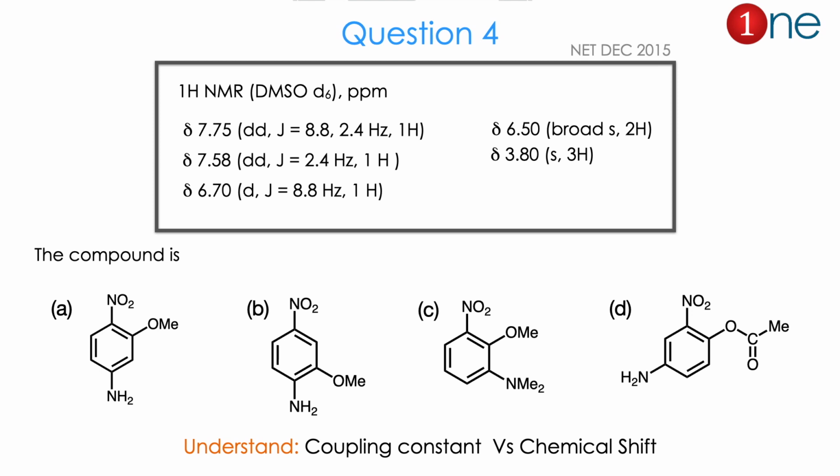Then question number 4. They gave the proton NMR values in DMSO-d6 solvent, in ppm. Here they gave 5 values: 7.75 as a doublet of doublet with 2 coupling values, 8.8 Hz and 2.4 Hz, of one proton. Similarly 7.58 is a doublet, 2.4 Hz, with one proton, and 6.70 with 8.8 Hz with one proton, and 6.50 which is broad, and 3.80 as a singlet with 3 protons.